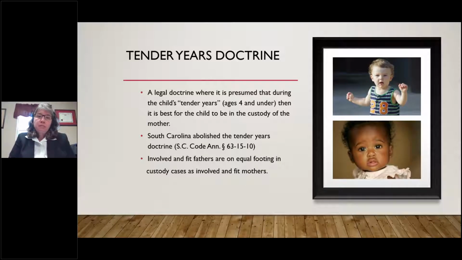However, in the past, there's been something called the tender years doctrine. And this is where there was a legal doctrine that presumed it was in the best interest of the child to be in the custody of the mother if the child was in those tender years, which was age 4 and under. However, South Carolina has abolished the tender years doctrine. So no longer is that a presumption that the children are best with the mother. So when you start a case, you're starting it with both fathers and mothers being on equal footing, provided that they're both, of course, fit parents. So I think that's a good move forward.